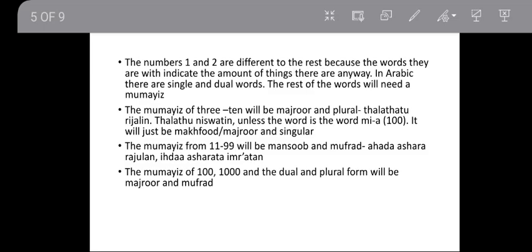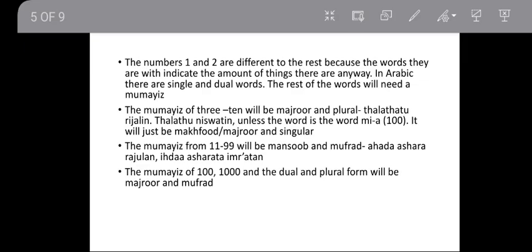The rest of the words, if they come with a number after 1 and 2, will need a mumayyiz. They will need the number to appear. So I can't just say 3 men. I can't just say rijalun, which is the plural of man. It means men, but this doesn't indicate how many men there are. So it can be a tamyiz, rijal, but then it needs the number present to show how many men there are, unless I'm just being generic or general. So the mumayyiz of 3 to 10 will be majroor, or the tamyiz, if you will. So the number 3 will be based upon whatever is before it to determine its grammatical case, but the word after it will be as though it's mudaf ilay. So it will be makhfud, majroor, and it will be plural.